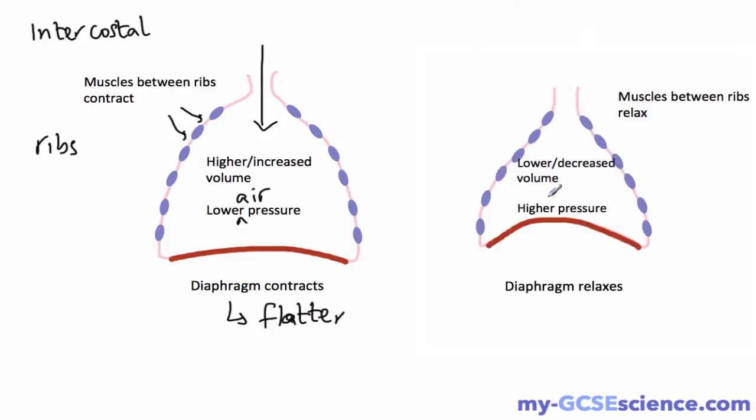In order to remove air, the opposite happens. So the muscles between the ribs relax. This causes the ribs to go downwards and inwards. We have the diaphragm, which also relaxes. Remember, the diaphragm is also a muscle, so that relaxes. That actually causes a decreased volume in the lungs. That increases the air pressure inside the lungs, and that will cause the air to move out. And this happens alternately 24 hours a day, 7 days a week throughout your lifetime.